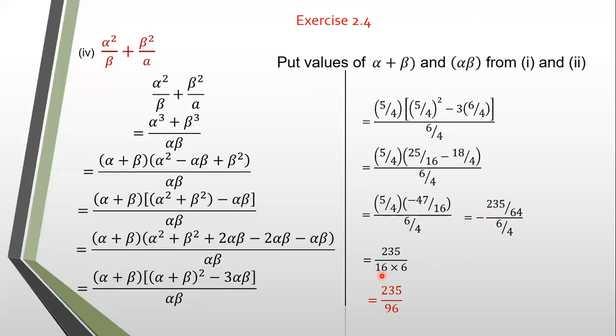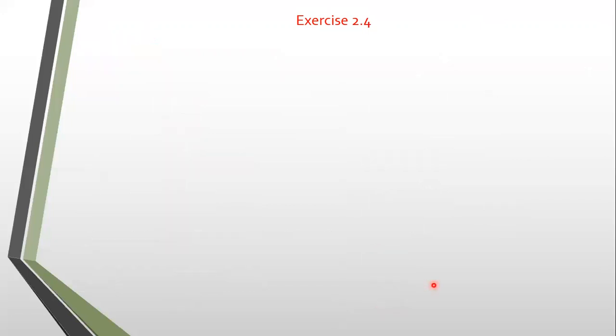235 divided by 16 into 6. When this 4 cancels out with this 64, we will get 16, and this 16 multiplied by 6. Here minus comes. So the final answer is minus 235 over 96. In the last two equations, the minus sign is with 235. So 235 by minus 96, or minus 235 by 96, is our final answer.